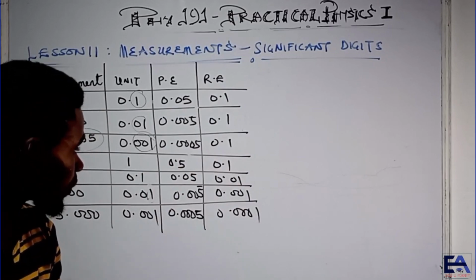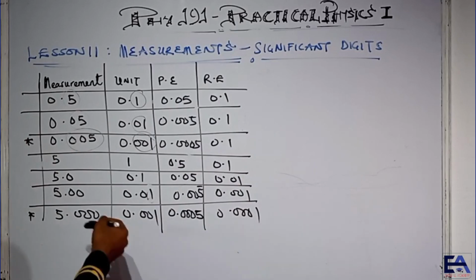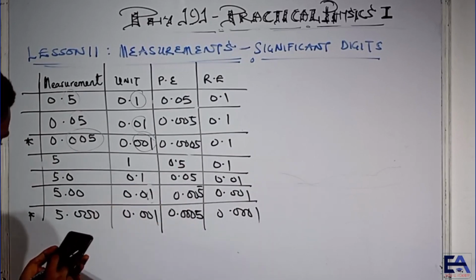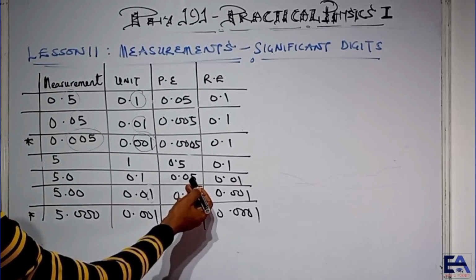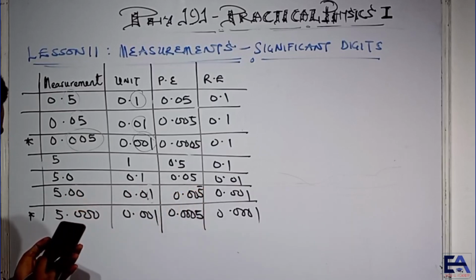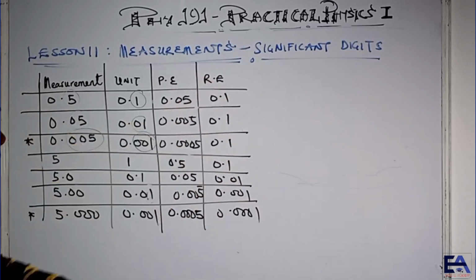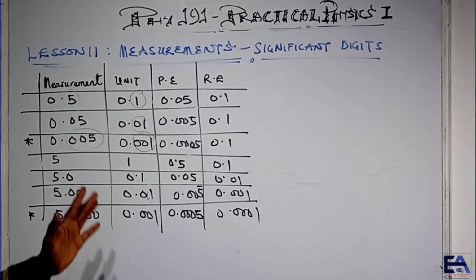So let's verify that again. 0.05 divided by 5, you have 0.01, 0.005 divided by 5, you still have 0.01. This one is correct like this. So the only one I just have to adjust is this. Please, I beg your pardon for that.